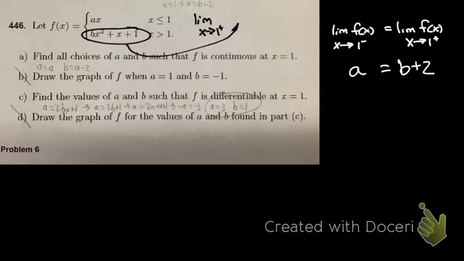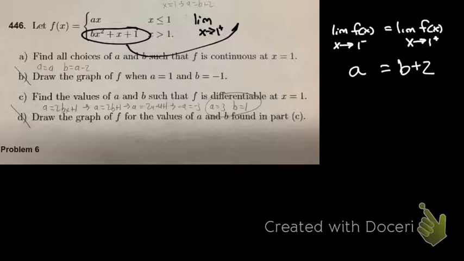So, if B is 1, A must be 3. If B is 2, A's got to be 4. There's lots of choices here for this to be continuous. They just have to have this relationship. There is not a singular A and B to make it continuous. And this is most likely due to the fact that I could take each of these functions, make them match up, stretch one of them and shift the other one. There are lots of ways we could change them, and that's what's happening here.